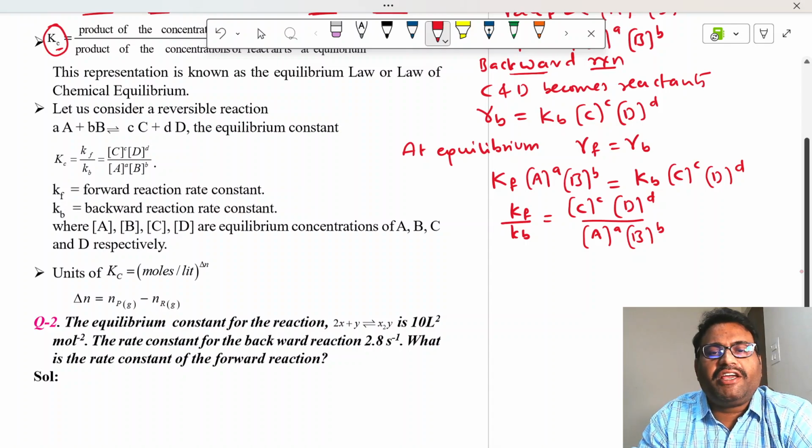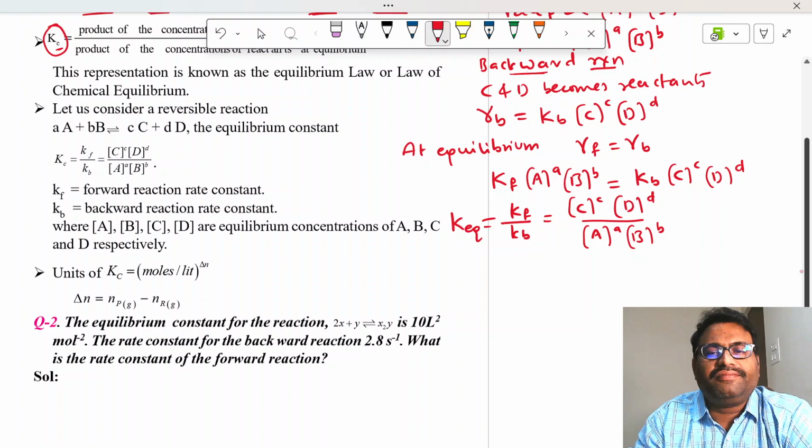Kf by Kb is the ratio of the rate constant for the forward reaction to the rate constant for the backward reaction. What is Kf? Rate constant for the forward reaction. And what is Kb? Rate constant for the backward reaction. So this is called the equilibrium constant. What is the equilibrium constant? It is the ratio of the rate constant for the forward reaction to the rate constant for the backward reaction, Kf by Kb.